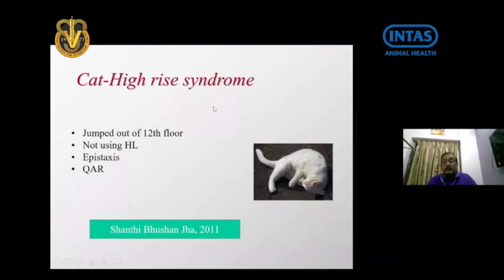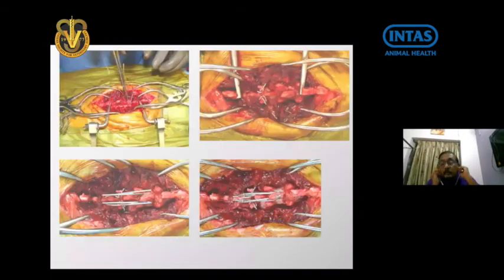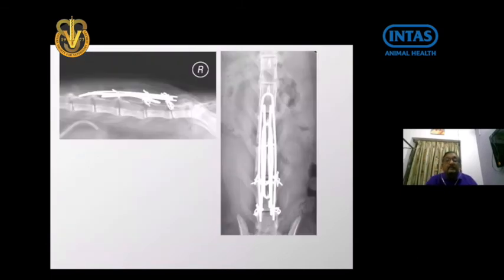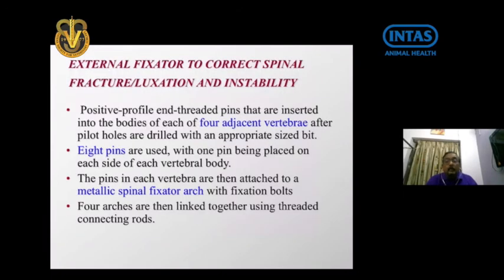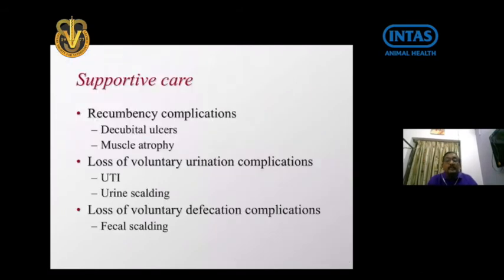Okay. This one is a cat. Again, this is a high-rise syndrome, no proprioception, and so this had to be operated. This is how it goes. This is a double plate, what I showed you. These are simple techniques for you to do. It's available in any textbook. Put wires and pins, very cheap method of fixation. Externally, you can put external fixators. I've never done this. You have to put 6 pins on each side.